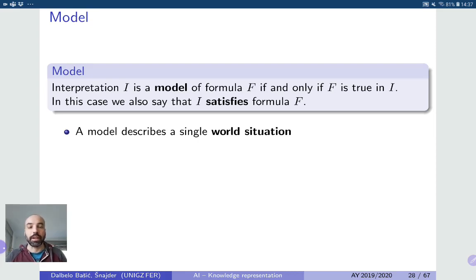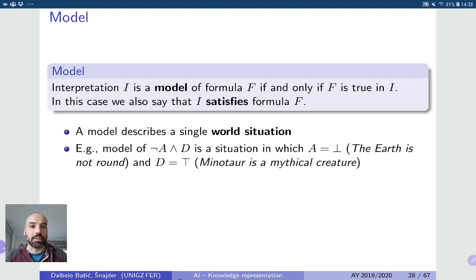model. Okay. And now an interpretation describes a state of the world, and a model describes a state of the world as stipulated, as asserted by a formula. And it is very useful to think of models in that way. So a model is essentially how the world is according to the formula.